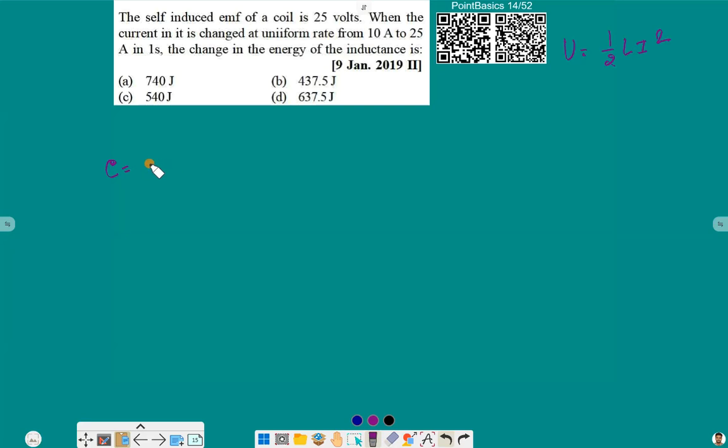And for a self-induced EMF, we know that self-induced EMF is given by L into di by dt. So value of E is 25, L we will calculate, di is 25 minus 10, that is 15, change in current by change in time, that is 1. So from this L comes out to be 25 by 15, that will be 5 by 3.